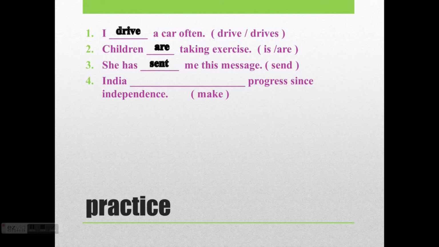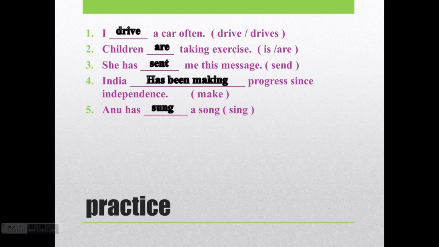India dash progress since independence. This is in present perfect continuous tense. So here it is given as make. So what will be the verb? India has been making progress since independence. Anu has dash a song. It is in which form? Yeah, it is in present perfect tense. So Anu has sung a song.